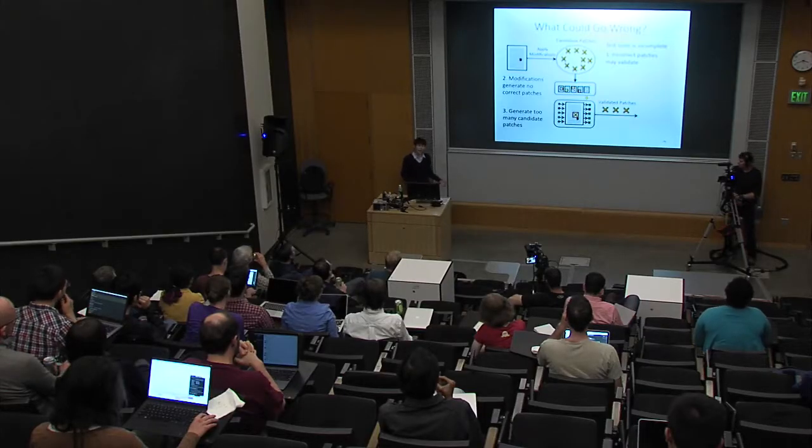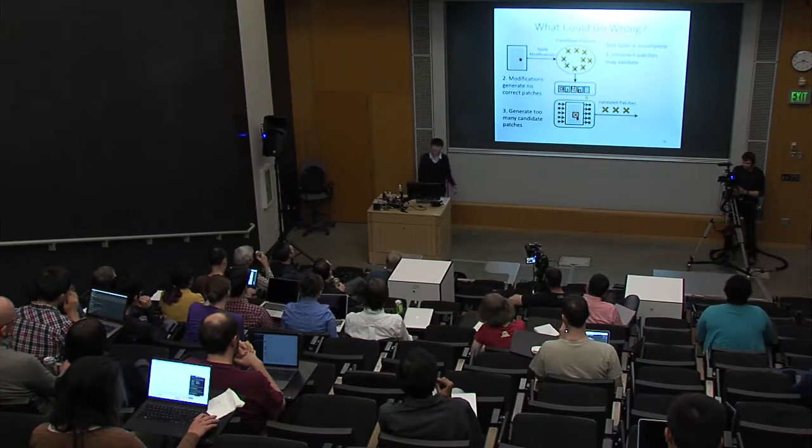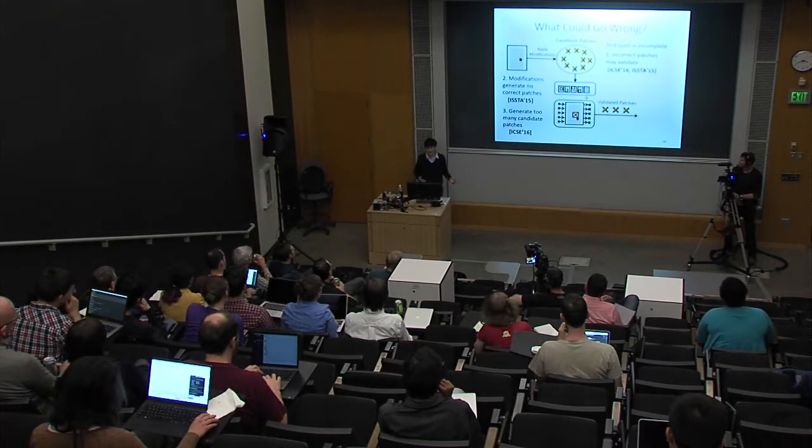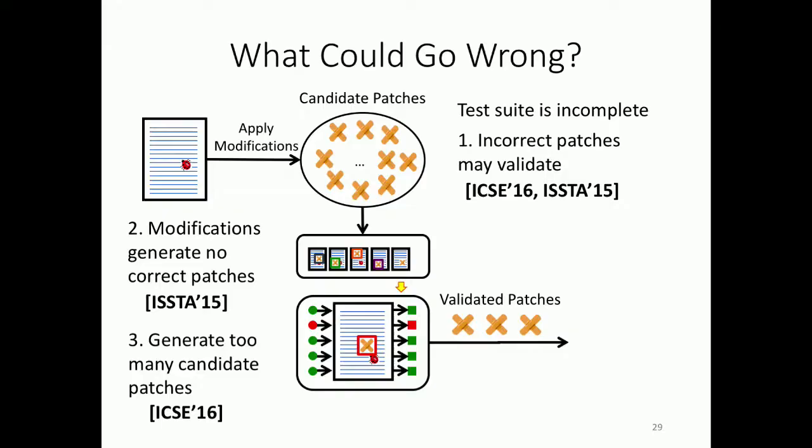So those three cases are theoretical possibilities of what could go wrong. Now the key question is whether those cases do occur in practice. We performed a systematic analysis on existing patch generation tools and published our results in ICSE 2016 and ISSTA 2015. They show that those three cases do occur in existing patch generation systems, and they are the main challenges for making patch generation systems useful for software developers.